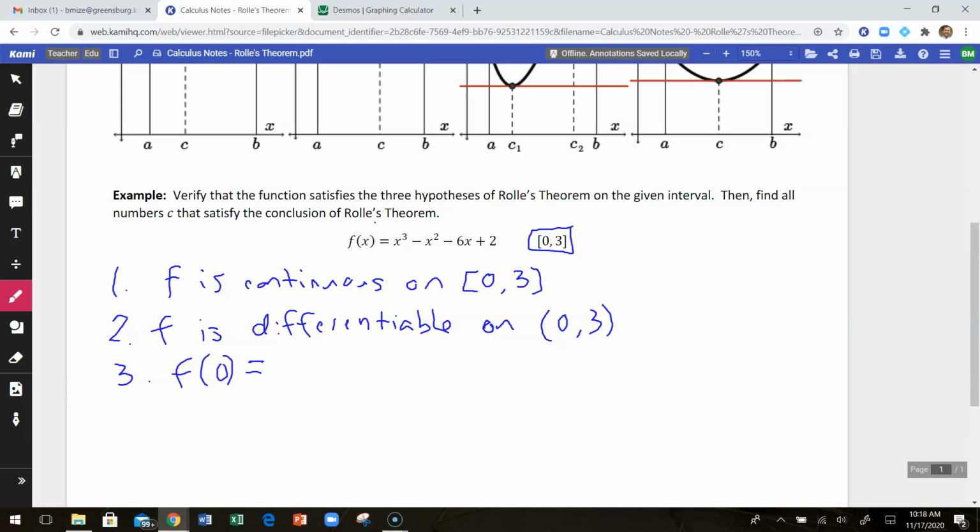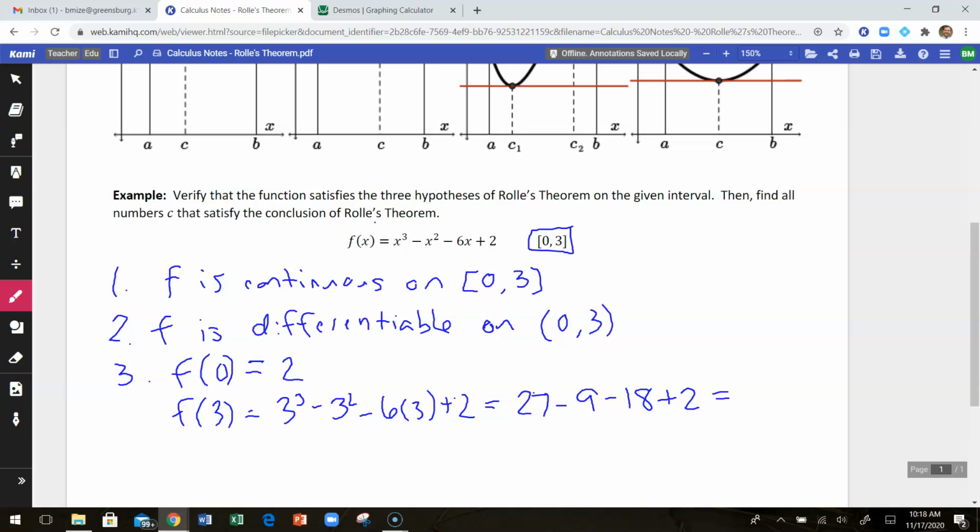Well, if I plugged in 0 into my function, that's pretty easy. I get 2. I just get the constant term. And if I plug in 3, we're going to get 3 cubed minus 3 squared minus 6 times 3 plus 2. So that's 27 minus 9 minus 18 plus 2. If I add all that together, I get 2.